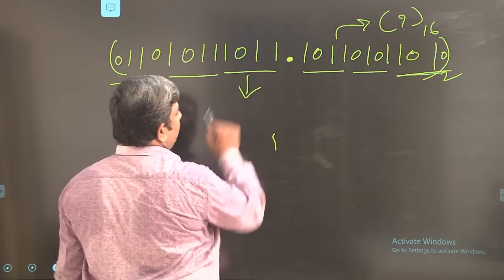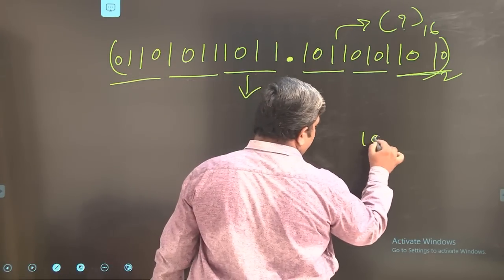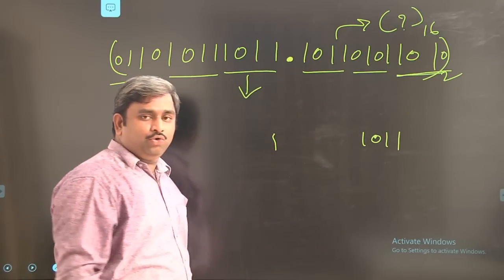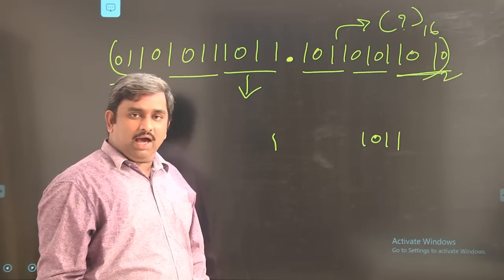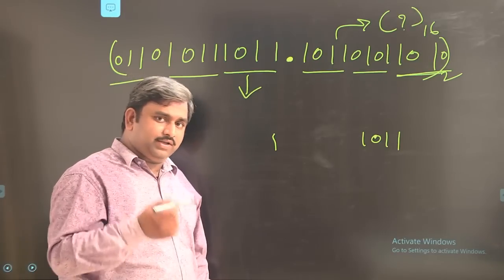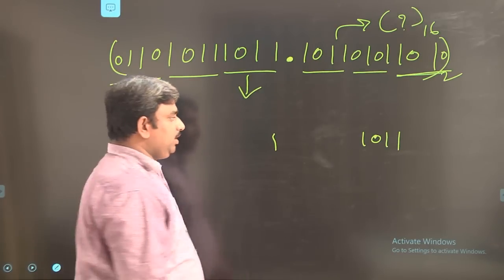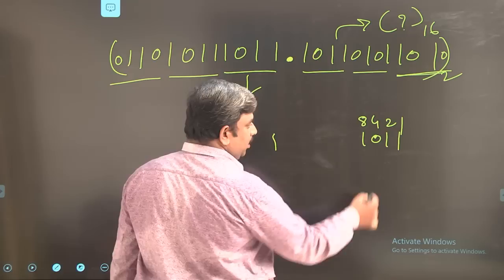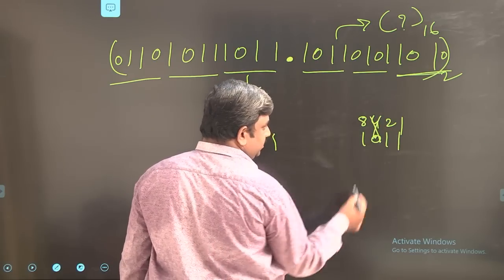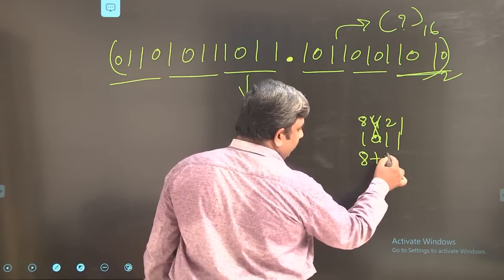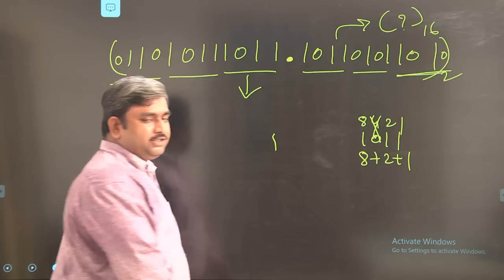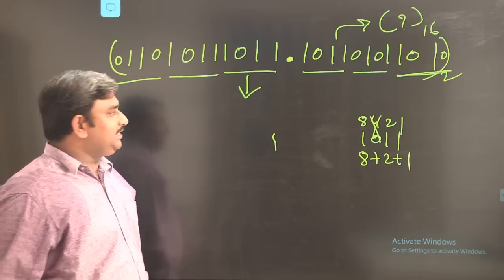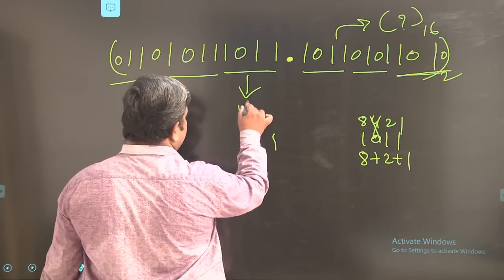Okay, 1011. So what is the value of 1011? How to find the decimal value or hexadecimal value for this one? If you get the decimal value, you can convert into hexadecimal. So see here, I said that use 8421 code. If the digit is 0, cancel this one, and the remaining values you have to add here. 8 plus 2 plus 1. What's the value here? It is 11.